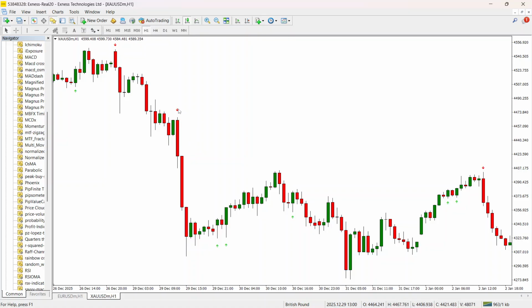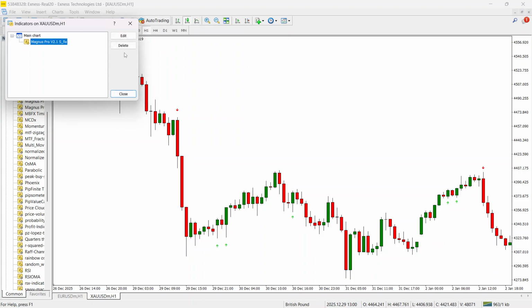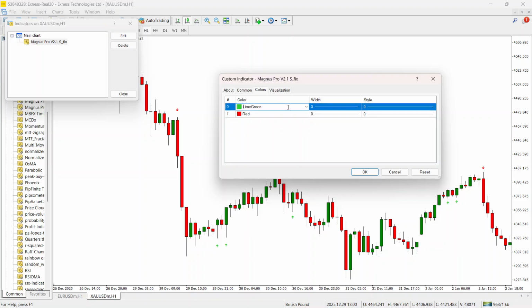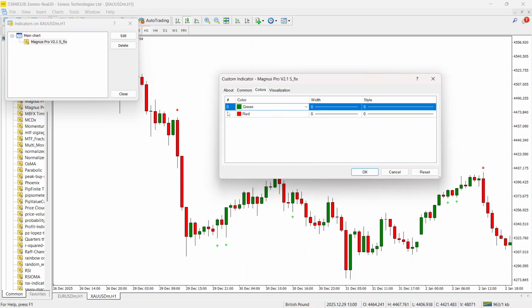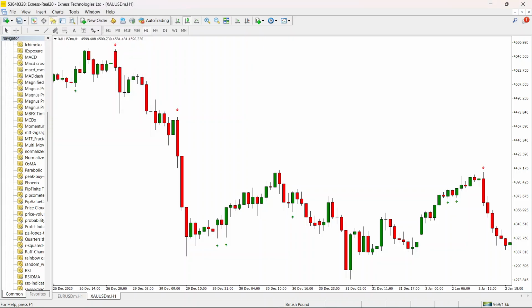Its settings are fairly simple. You just have to adjust the arrow colors. You can choose to change the bullish arrow to green, and I will leave my bearish arrow as red. And as you can see on the main chart, it has been updated.